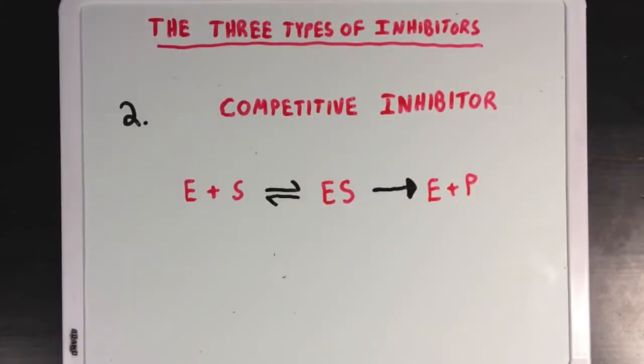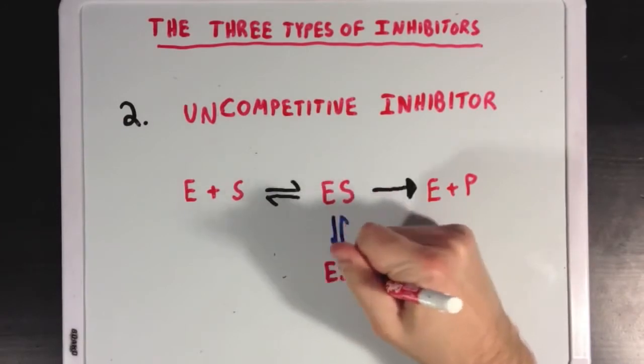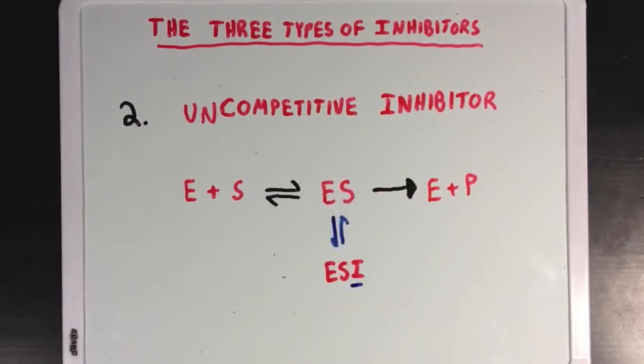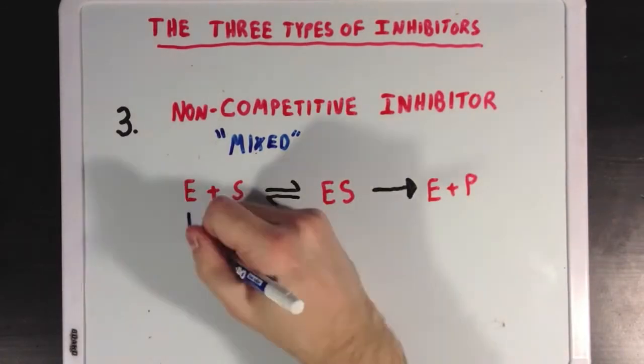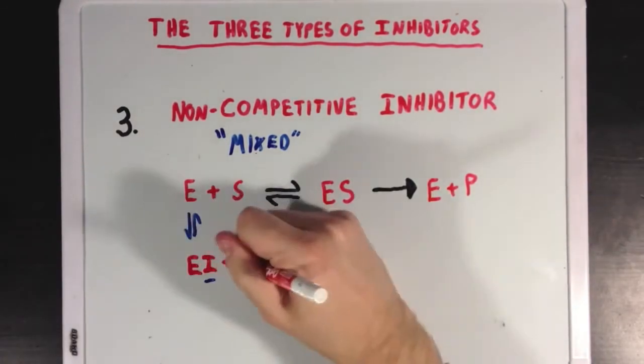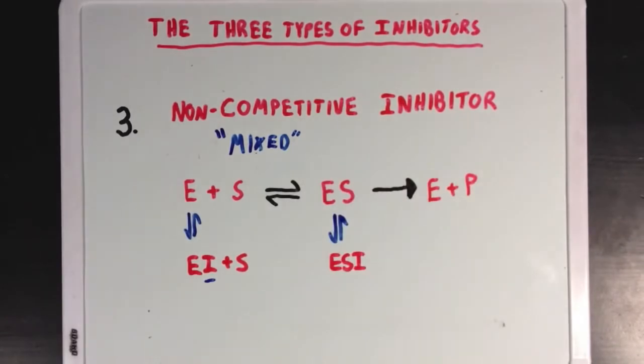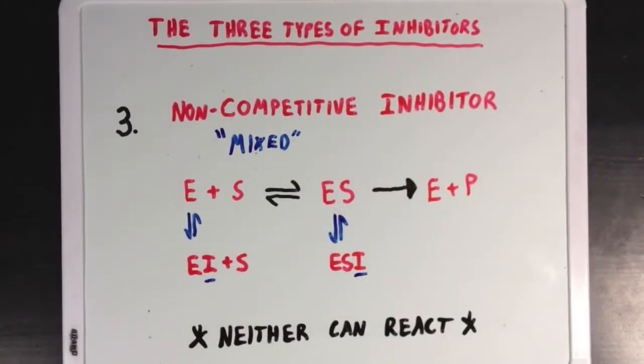Our second type of inhibitor is called an uncompetitive inhibitor, and it works by binding to the enzyme-substrate complex to form ESI, which prevents the enzyme from turning the substrate into product. Our third type of inhibitor is called a non-competitive inhibitor, which some people call a mixed inhibitor, as it can act as both a competitive or uncompetitive inhibitor. So it can either bind to free enzyme to form EI, or it can bind to the enzyme-substrate complex to form ESI, neither of which can react to form product.